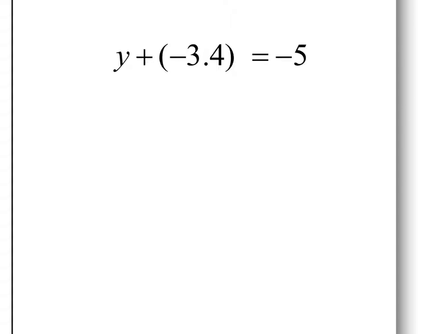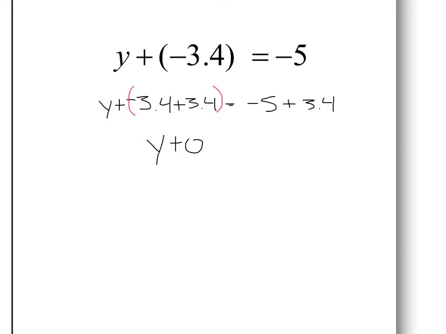Juan, what is my inverse operation for this problem? Add positive 3.4. So we'll add a positive 3.4 to both sides of the equation. And we'll prove to ourselves that the reason why that works is because this negative 3.4 and this positive 3.4 add up to 0, so we get y plus 0. That's that identity that we're always checking for. Do not leave out that step of work.